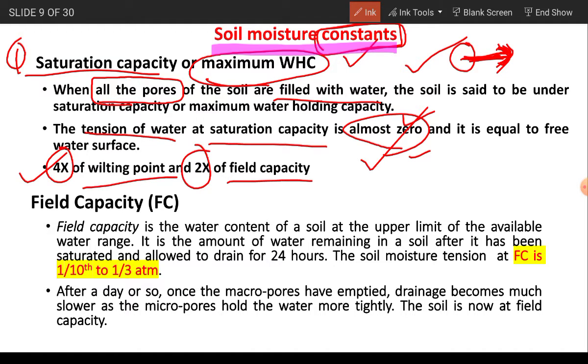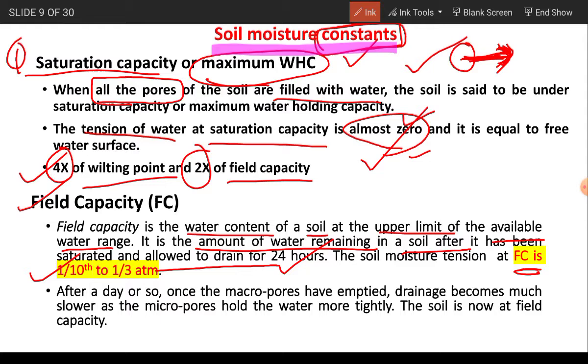Okay, the next one is field capacity. Field capacity is the water content of a soil at the upper limit of available water range. It is the amount of water after it has been saturated and allowed to drain for 24 hours. The soil moisture tension at field capacity is 1/10 to 1/3 atmosphere.